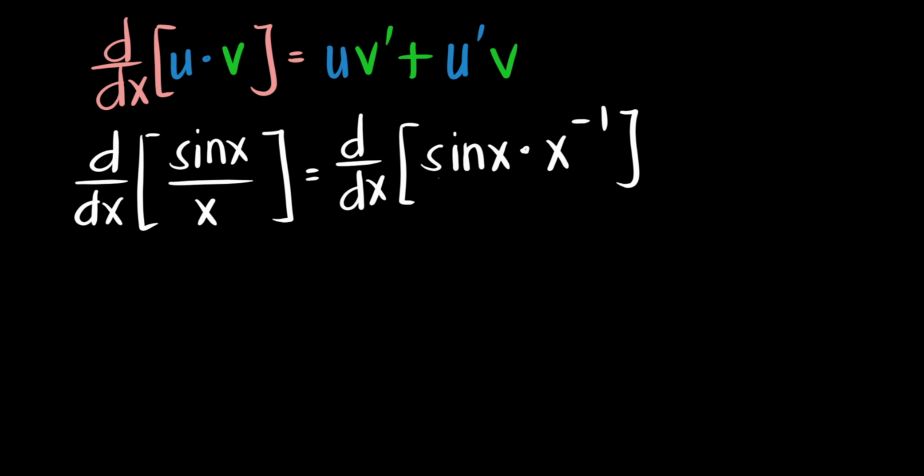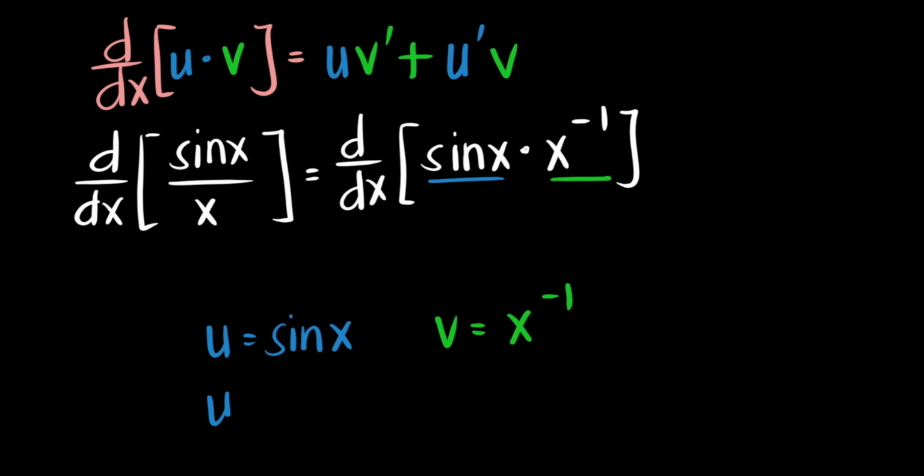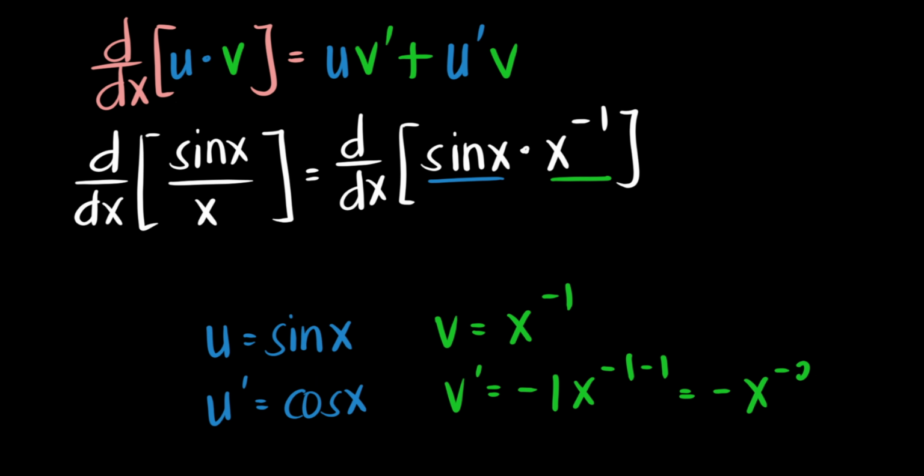In this case, u will be sin x and v will be x to the power negative 1. The derivative of sin x, u prime, is equal to cosine x. The derivative of x to the power negative 1, v prime, is equal to negative 1 times x to the power negative 1 minus 1, which is equal to negative x to the power negative 2.